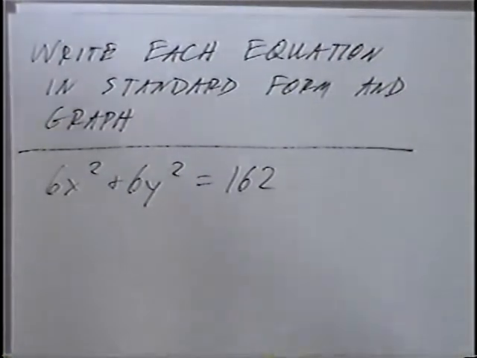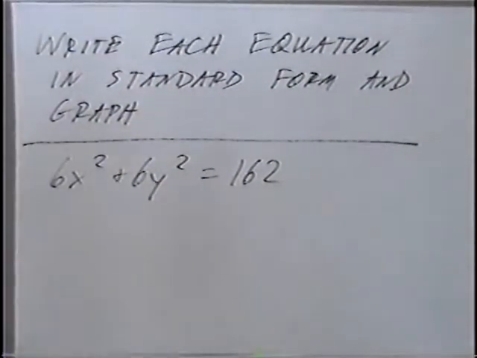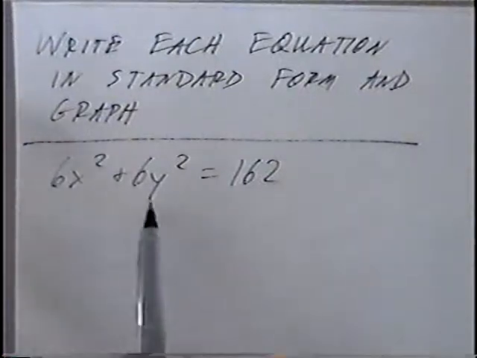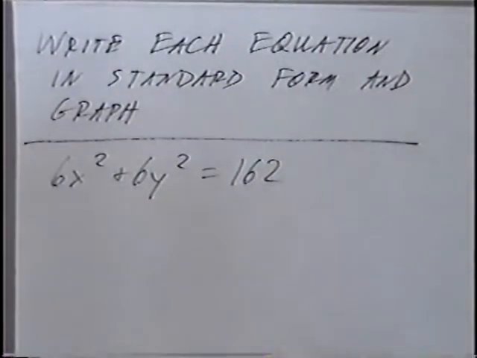It's a good idea to look at each equation and determine what type of graph it is so we know what the standard form should be. In this question we have both variables squared and they both have the same positive 6 coefficient. So this graph would be a circle graph.